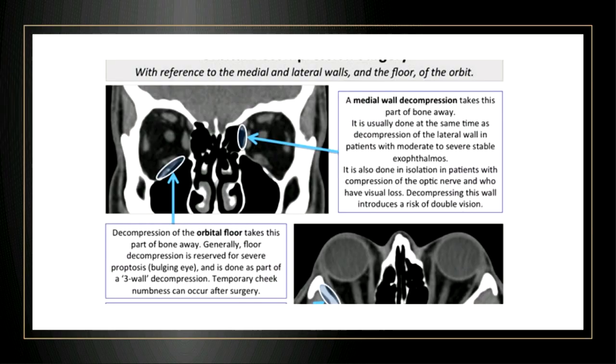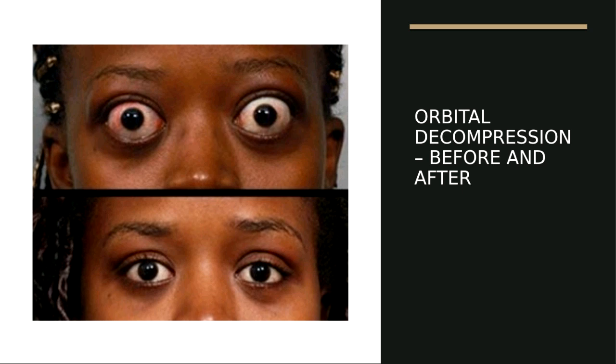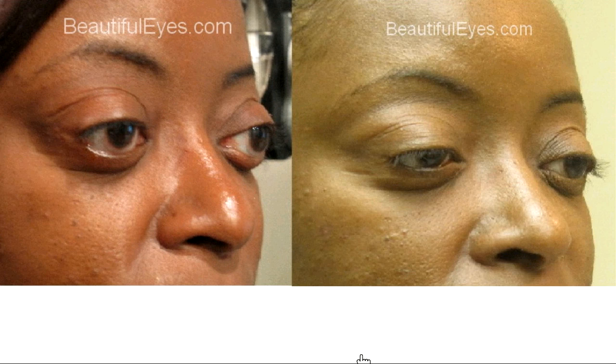Okay, and what do we do in orbital decompression? You know that we can remove the orbital floor or the medial wall of the orbit. Okay, and just to show you before and after pictures, a patient who had really horrible looking proptosis and lid retraction, post decompression looks a lot better cosmetically. And similar here, proptosed eyes before and after orbital decompression.